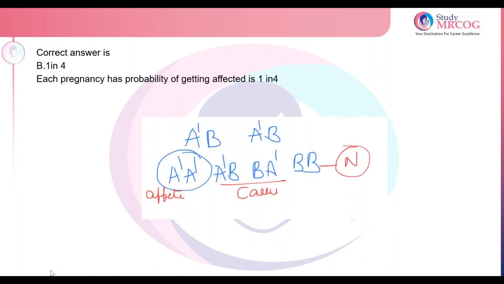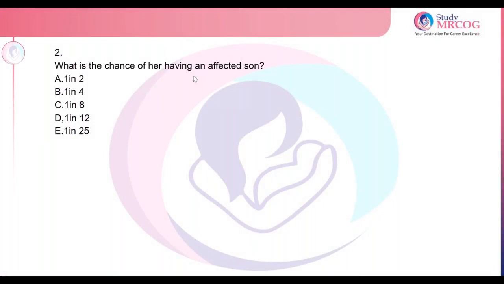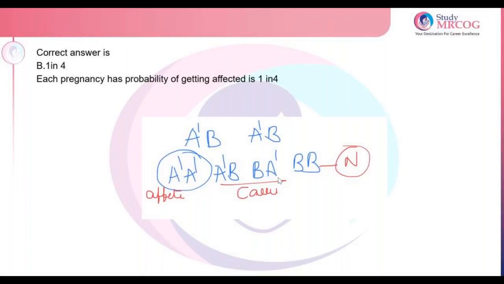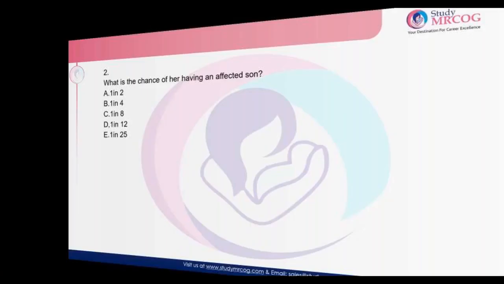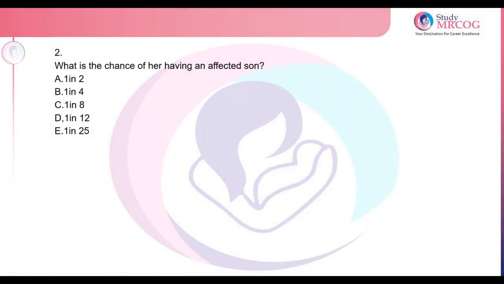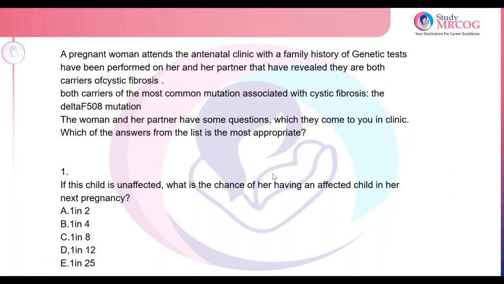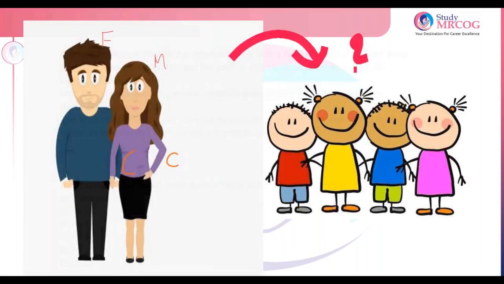Next, the same couple is asking, what is the chance of her having an affected son? Okay, here there is a twist, because here you have to calculate. If you see the previous question, sorry, let me go back to the previous one. They were asking, what is the probability of having an affected child? They didn't mention boy or girl.